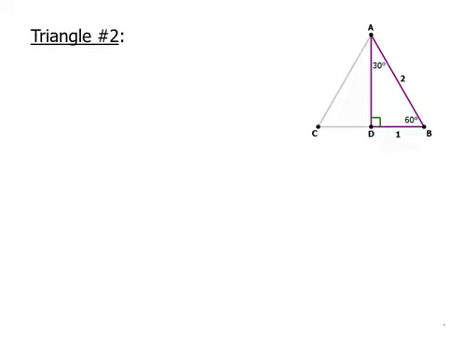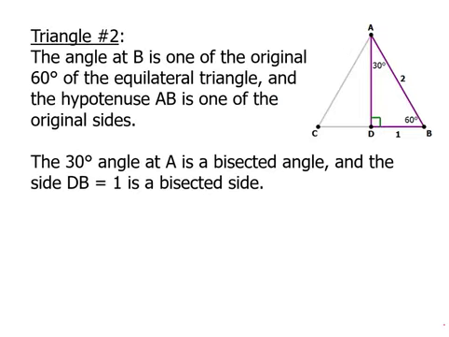So here it is with that line drawn, and now we can actually see the triangle that interests us in purple on the side there. The angle at B is one of the original 60-degree angles of the equilateral triangle, and the hypotenuse AB is one of the original sides. The angle at 30 degrees is the bisected angle, and DB is a bisected side. So we have the length of two sides. We have a leg of 1 and a hypotenuse of 2.